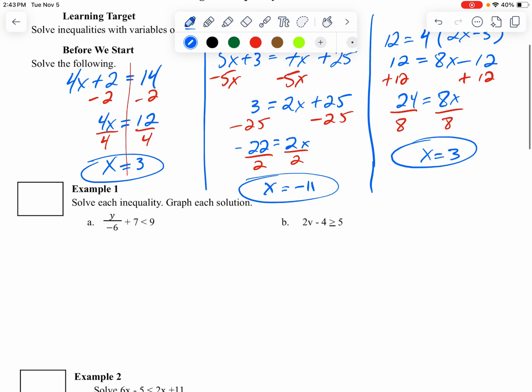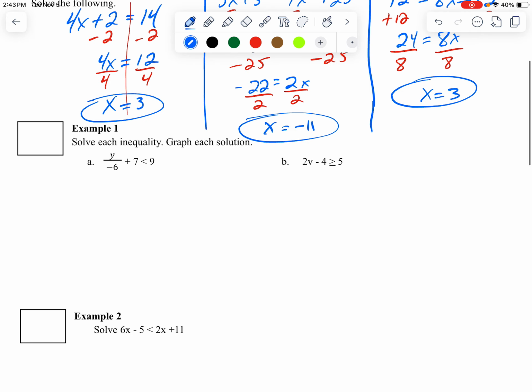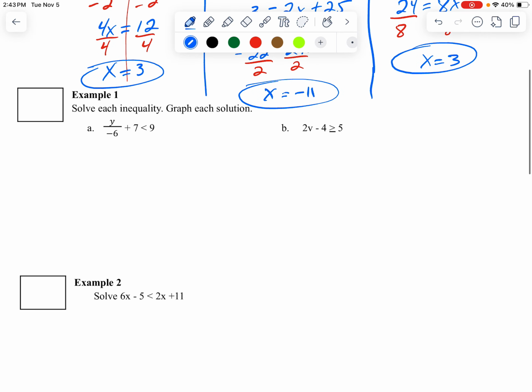So the only thing that's different now is we have inequalities. We're still solving exactly the way that we did in chapter 1. We can still end up with no solutions or infinitely many solutions. We're still doing everything we did already in chapter 2, and the only thing we really need to watch out for is when we multiply or divide by a negative, we need to flip our inequality.